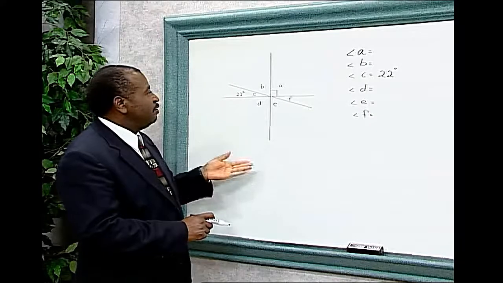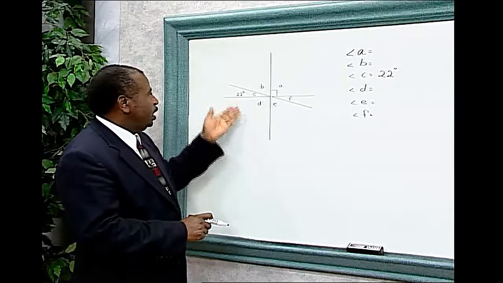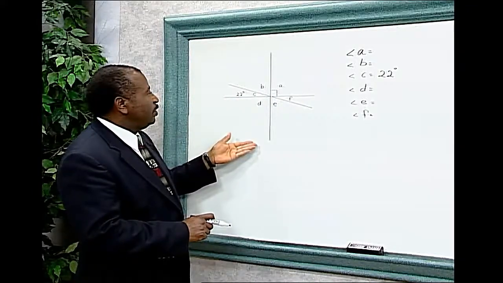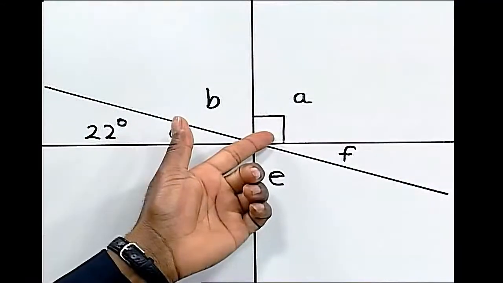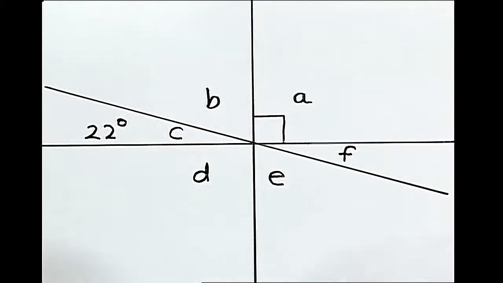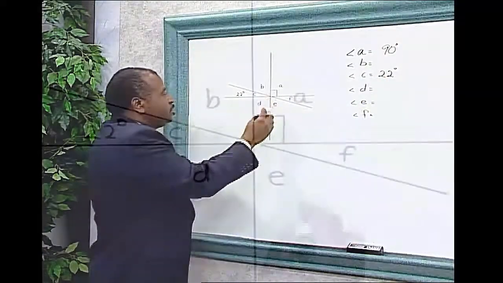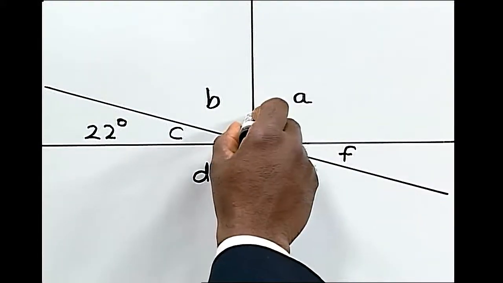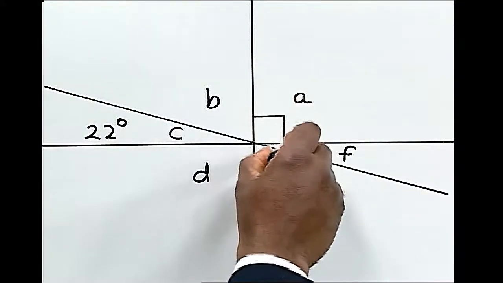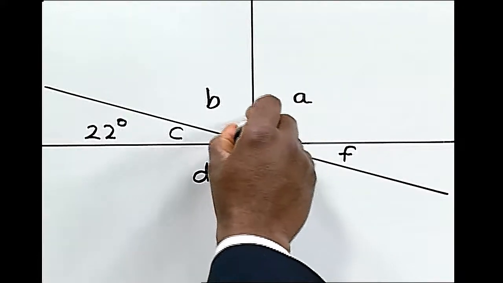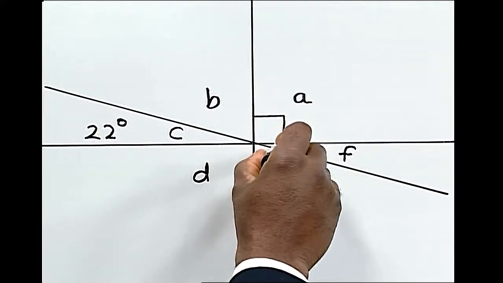Example: find the various angles. Angle C is given to be 22 degrees. We have to find all the other angles. Angle A is equal to 90 degrees. The reason we know angle A is equal to 90 degrees is because we recognize there's a small square here. When a small square is identified, it's understood that this angle is 90 degrees.